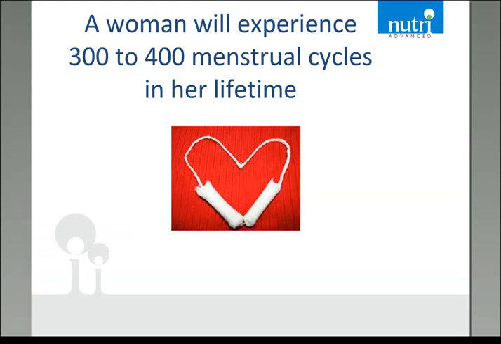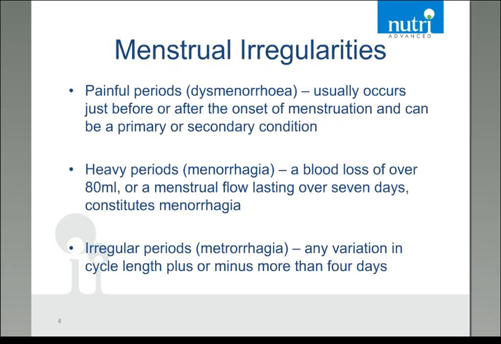So, during her menstruating life, a woman will have 300 to 400 menstrual cycles. That's a lot of periods during our lives. So therefore, there's a lot of opportunity during our lives for this to go wrong. So if we think about menstrual irregularities, let's start with painful periods, otherwise known as dysmenorrhea. It usually occurs just before or after the onset of menstruation and can be a primary or a secondary cause.